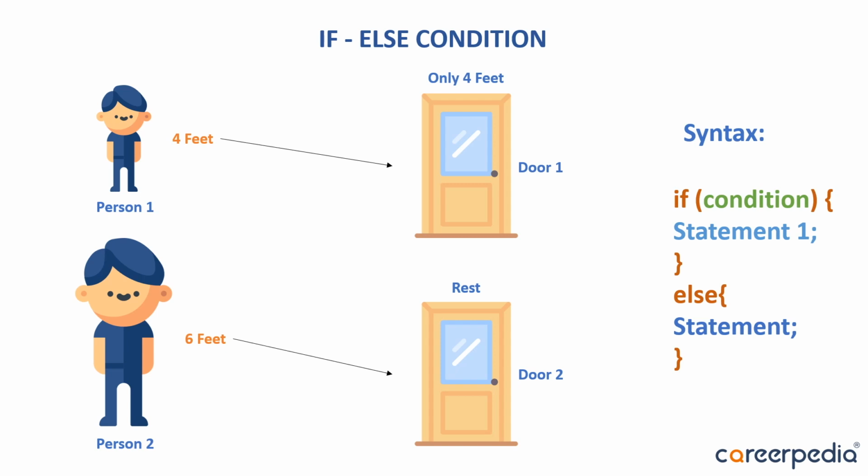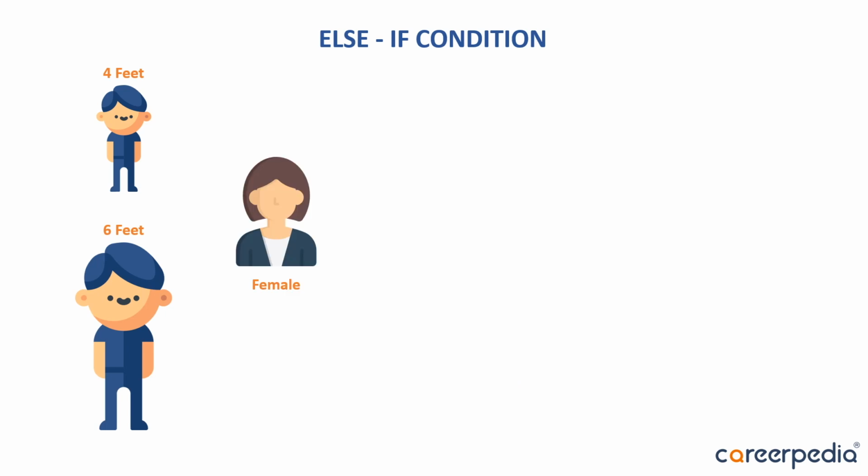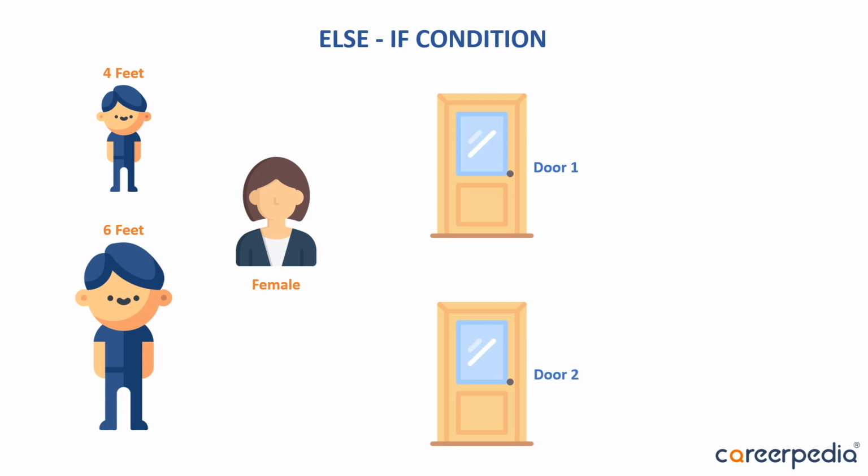So there were two examples with two persons. What if there are more than two persons? Then we can use else if. So let us take an example. We have a 4 feet person, a 6 feet person, and a female also this time. We'll take two doors, door 1 and door 2, and we can give as many conditions in door 1 so that we can filter out all the results.